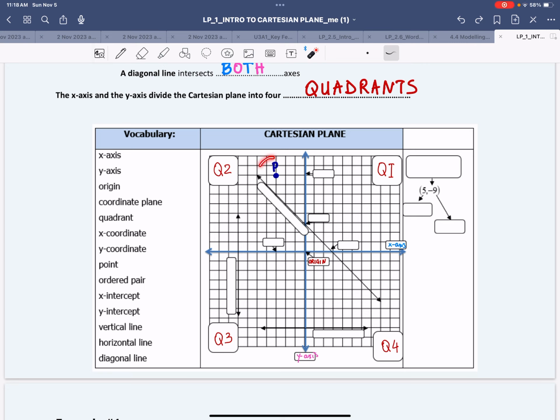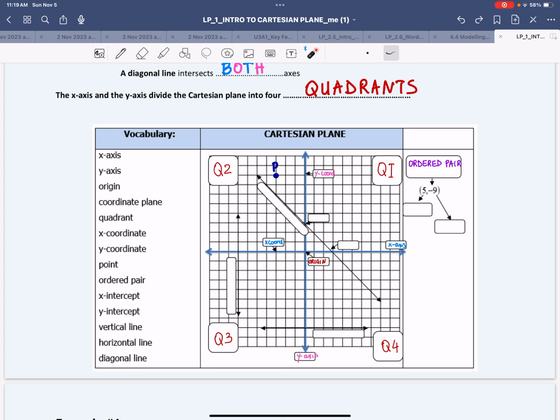Now, a point on the Cartesian plane can be located anywhere on the grid, and to find the coordinates of a point, we simply drop a perpendicular on the x-axis, which tells us the x-coordinate of the point, and a perpendicular on the y-axis, which tells us the y-coordinate of the point. So in this case, we can say that the x-coordinate is -3 and the y-coordinate is 4, 5, 6, 7, 8, positive 8.